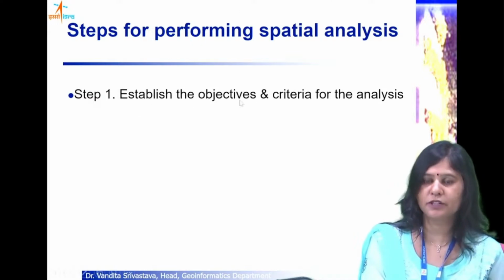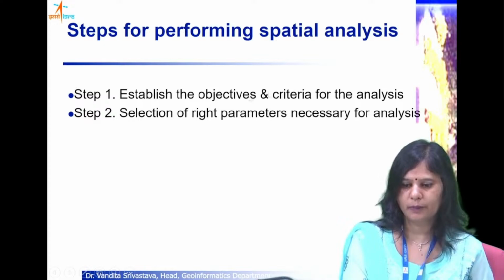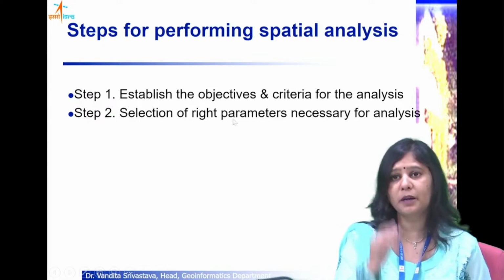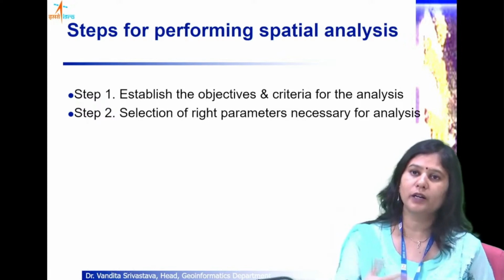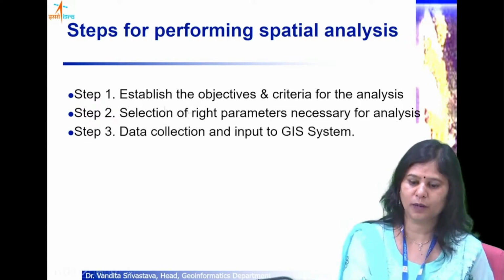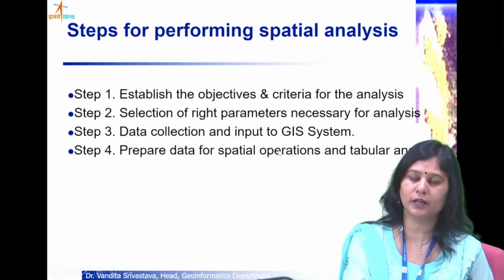You first establish the objectives and criteria for analysis. Then, based upon the objective and the criteria set, you would know what are the right parameters that you require, and accordingly you will decide what maps are required and you will collect those maps. So you will collect the maps and input them into the GIS system. Then next you will prepare this data for analysis.